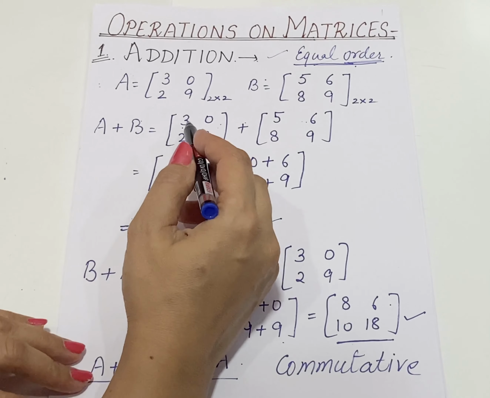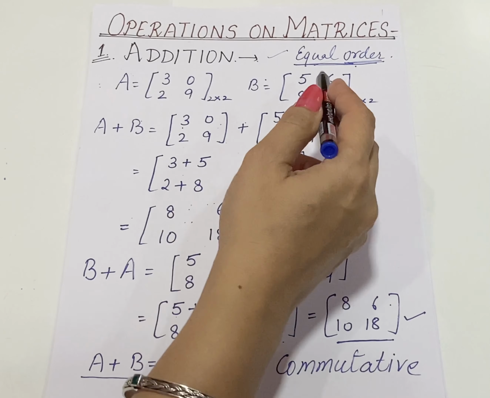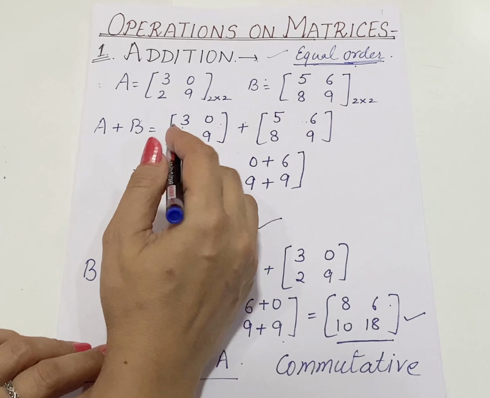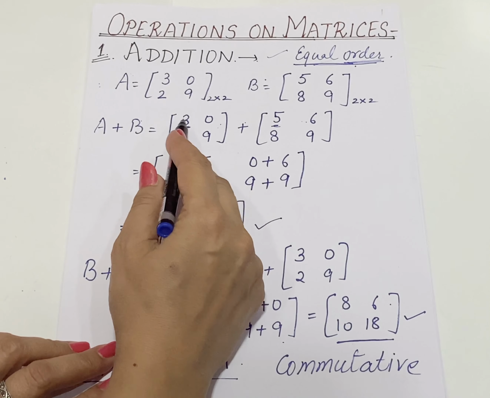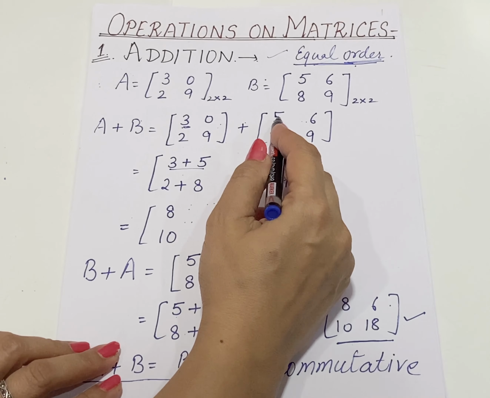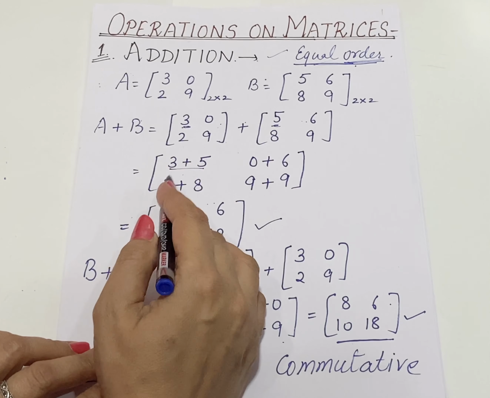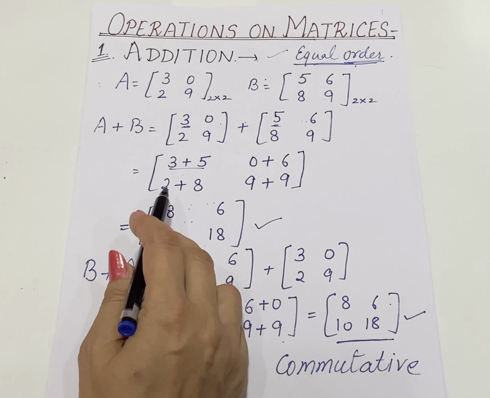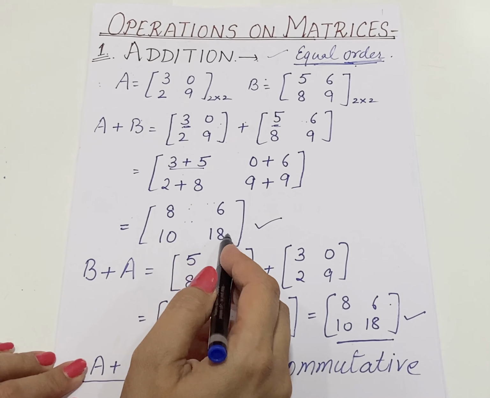So A plus B will be equal to 3, 0, 2, 9. First I have written matrix A, plus then the matrix B, which is 5, 8, 6, 9. For the addition of matrices it's very simple: their corresponding elements will be added. So the element at the first row, first column, 3, and in matrix B also 5 is at the first row, first column, so they will be added. Next is 0 plus 6, 2 plus 8, 9 plus 9, and now you just have to simply add the elements, or apply the rules of simplification. So it is 8, 6, 10 and 18.